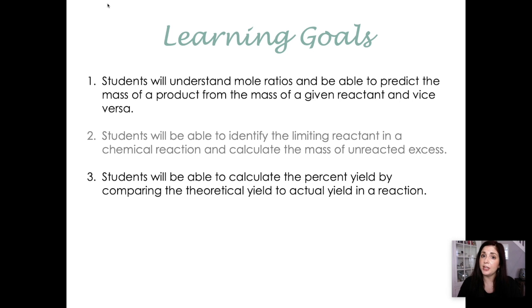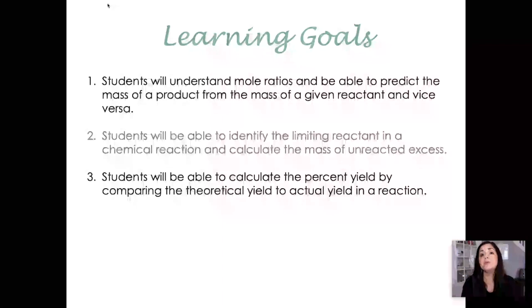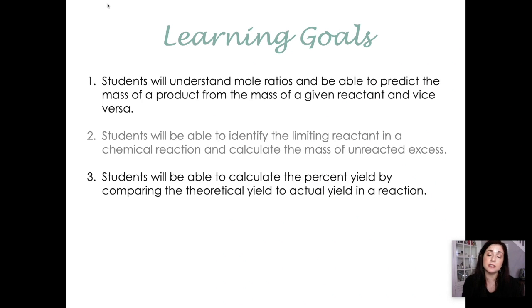And another important thing for chemists to do is to determine the percent yield. You'll be able to calculate percent yield by comparing the theoretical yield to the actual yield in a reaction. Using stoichiometry, you could figure out how much you could theoretically produce from a reaction. But sometimes experiments don't always give you 100% of what you want. You might produce a 75% yield, 75% of what you should produce. And that's where percent yield comes in.